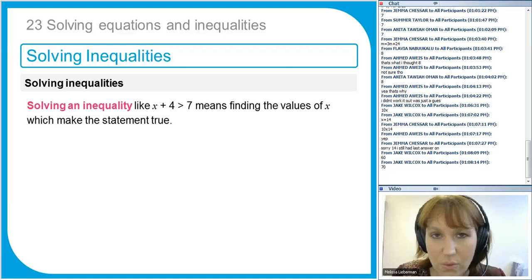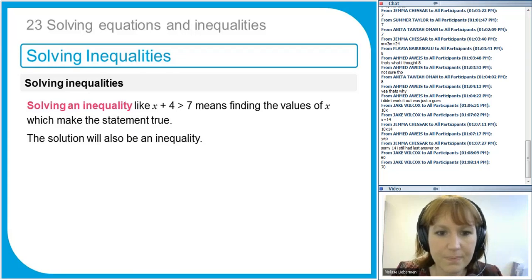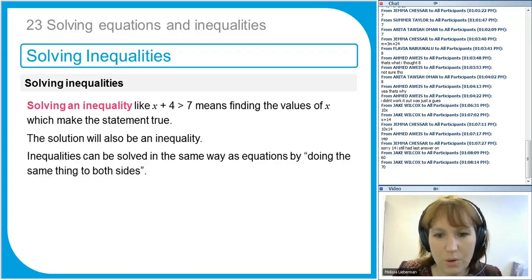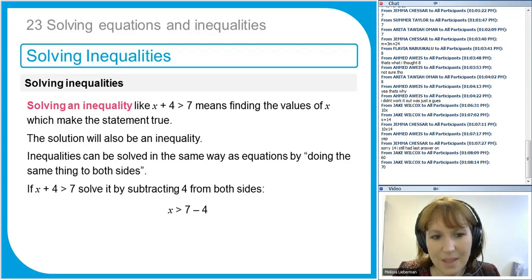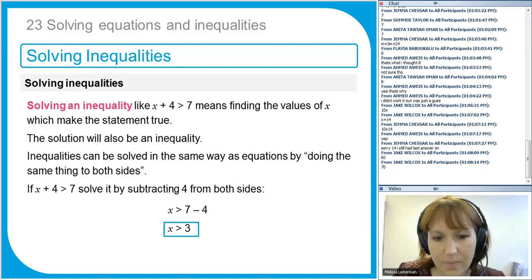And the way that I solve this, don't really need to overthink it, just solve it exactly the same way as an equation by doing the same thing to both sides. And the solution will also be an inequality, and the symbol stays as it is. So if I've got x plus 4 is greater than 7, I can just start by subtracting 4 from both sides, and that will just give me x is greater than 3. So any value of x greater than 3 will make that true. So you don't need to think of it at all beyond that.